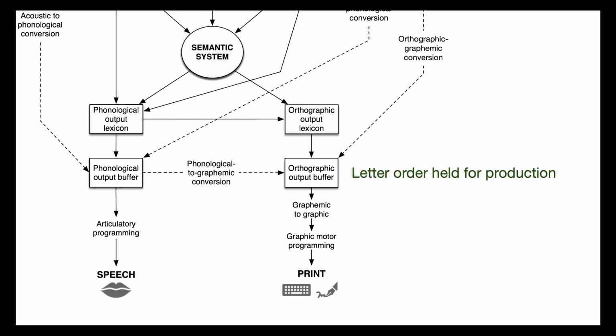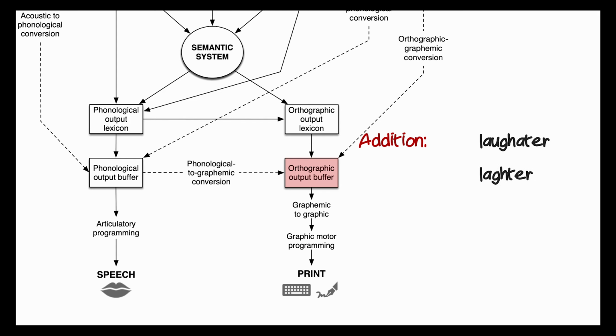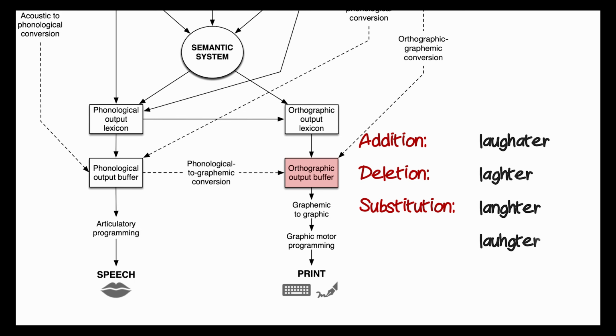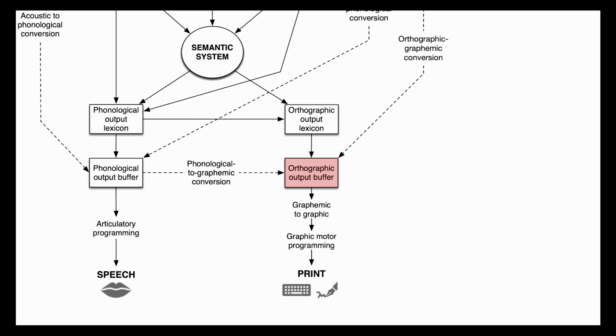The next step in normal spelling is that the orthographic output buffer holds the letter order for production so that you don't have to constantly keep retrieving it. In parallel to spoken output, if this is impaired, you might see additions of letters that you don't want, deletions of letters that should be there, substitutions of one letter for another, and transpositions of letters where they're switched around. Because you've got what you want, but you're not holding them long enough to sequence them properly. Now, just like the phonological output buffer, there is a length effect with the orthographic output buffer. So the longer the word, the more likely these errors are because there is more to hold in the buffer.